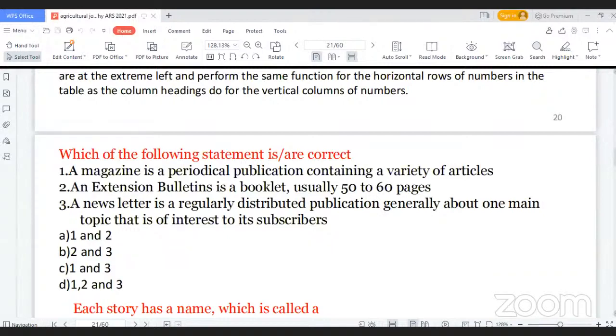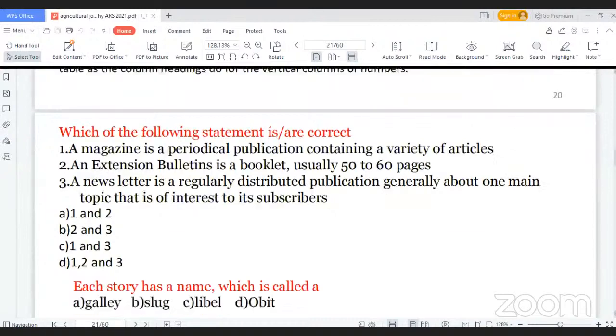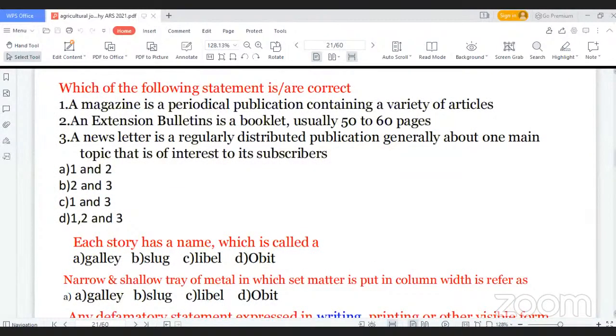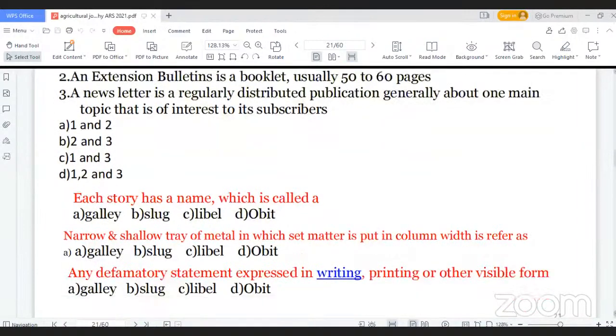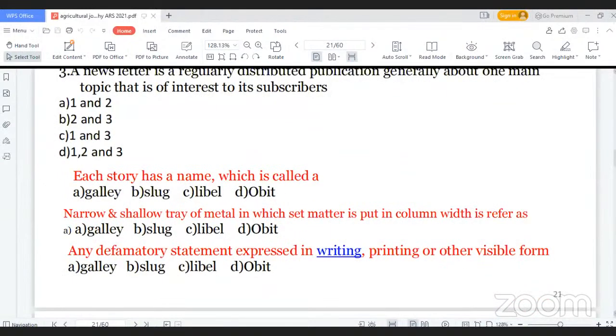Then a newsletter is a regularly distributed publication, generally about one main topic. Yeah, one main topic, newsletter. Two is incorrect, wrong, and one and three are correct. Each story has a name, which is called slug. Slug means the name.